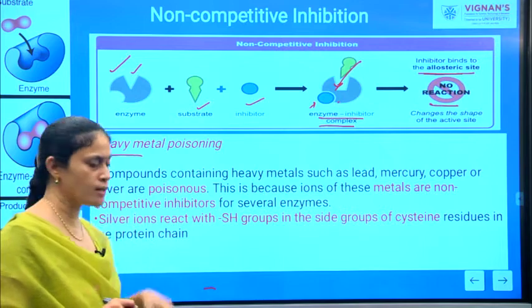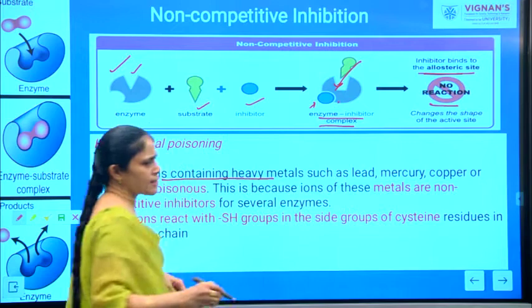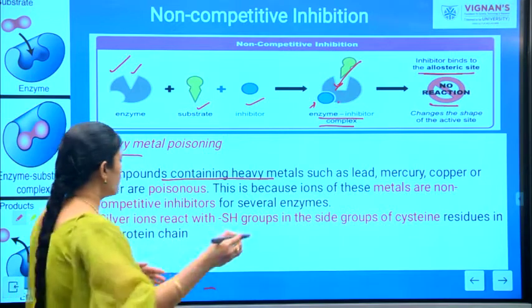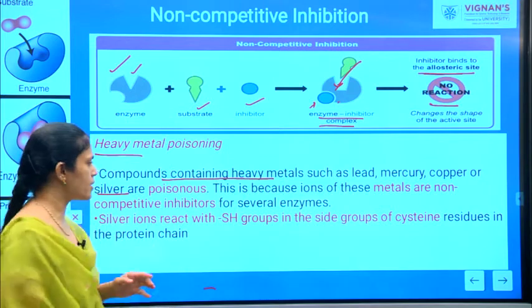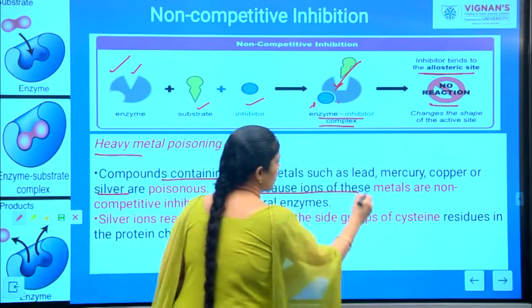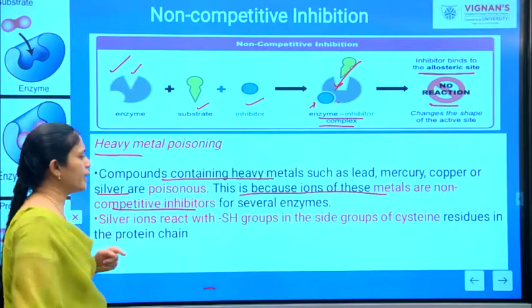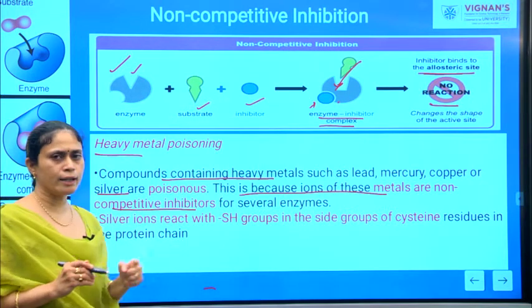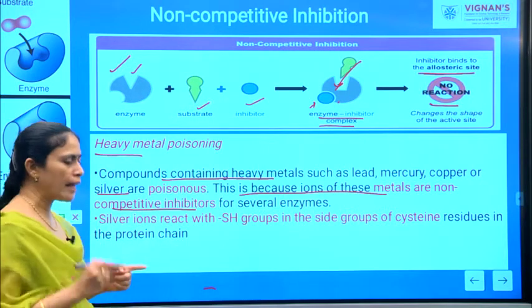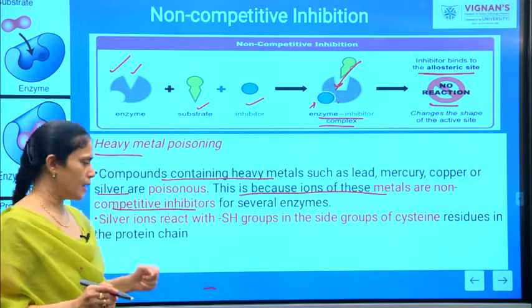That is nothing but heavy metal poisoning. So, I'll explain. Certain compounds containing heavy metals such as lead, mercury, copper, silver, etc. are very much dangerous. They are very much poisonous. This is because the ions of these metals are non-competitively inhibiting the enzymes. These metal ions are acting as non-competitive inhibitors with the enzymes.